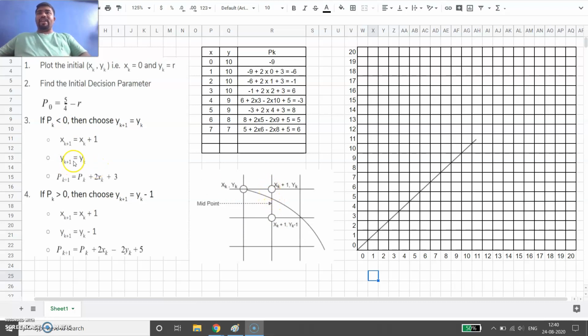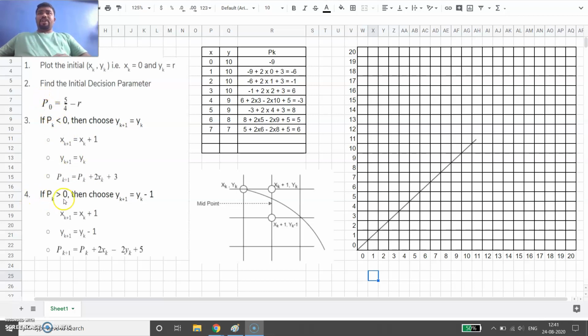So y next is not going to change. It's going to be yk, wherein x is obviously going to change from xk to xk plus 1, right? And we have the derivation of the next decision parameter to be calculated using the previous decision parameter. That's why we calculate the P0 to get started.